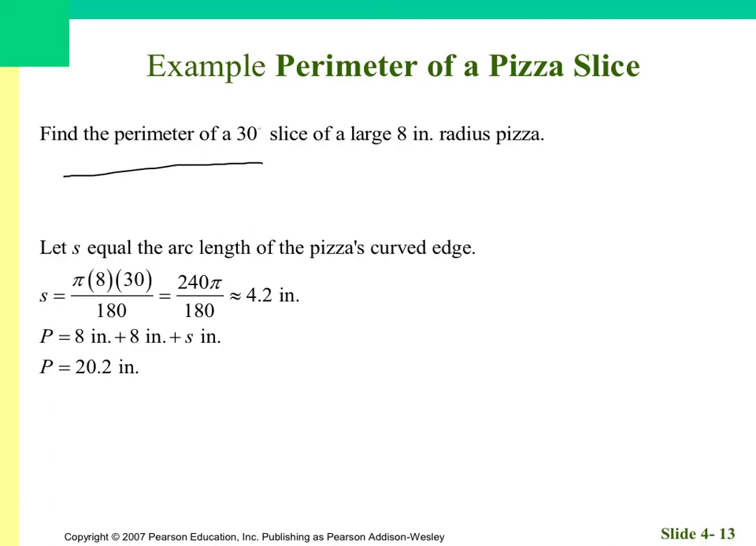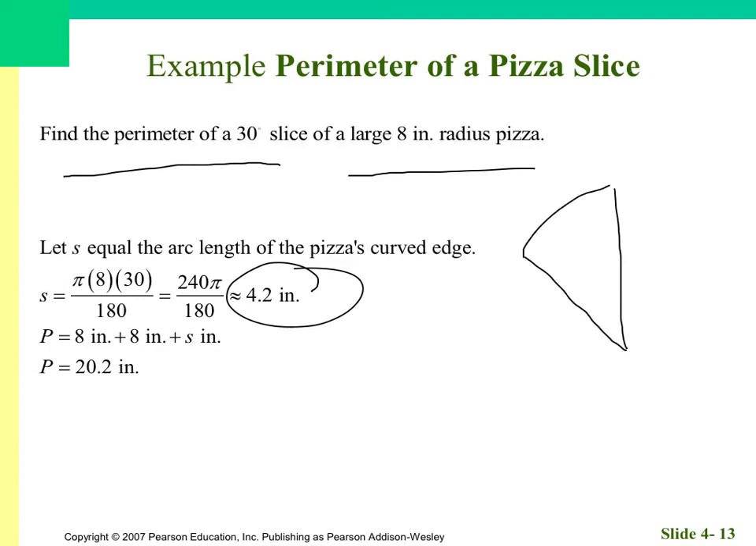But it says find the perimeter of a 30-degree slice of a large 8-inch radius pizza. Right there. I'm going to have to think about this one. I just found the arc length of the 4.2, but see, this is where pictures can help. It wanted the perimeter of the whole slice.